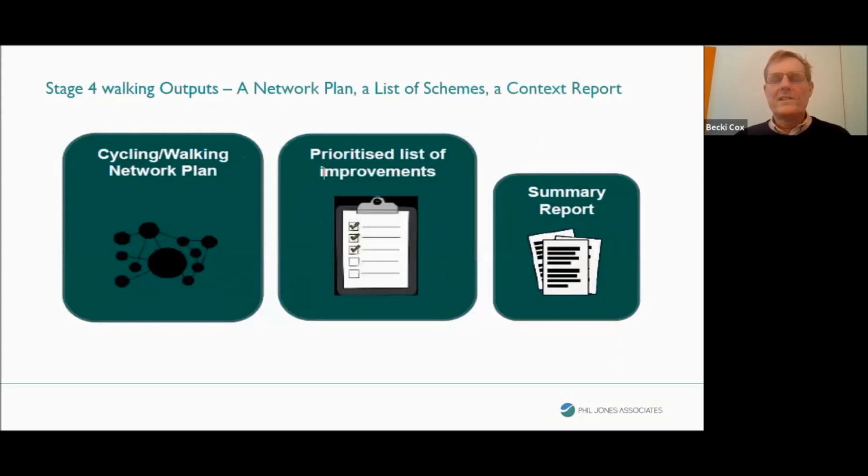And just to reiterate what Becky said, ideally at the end of the process you end up with a network plan of some description, a prioritised list of improvements, and a summary report that sets in context the schemes that you've come up with as part of your LCWIP.